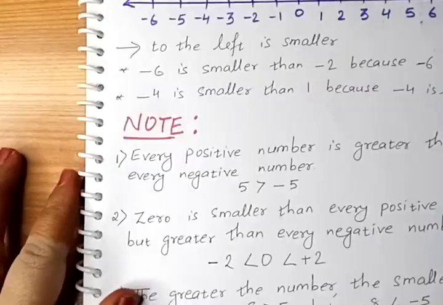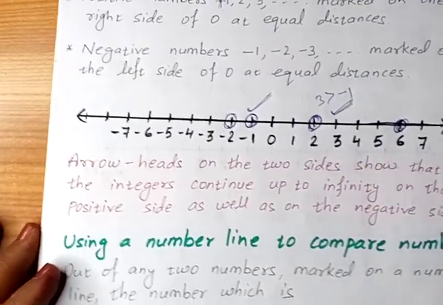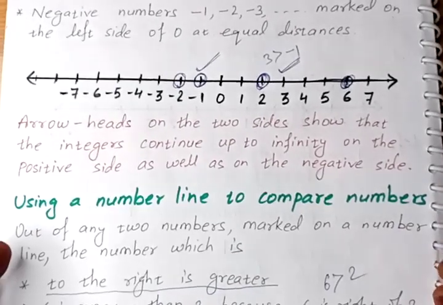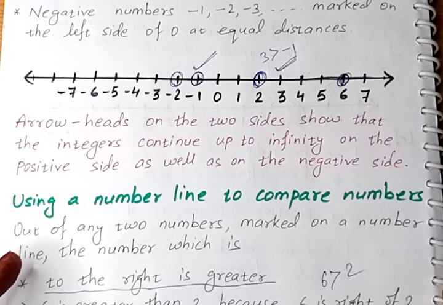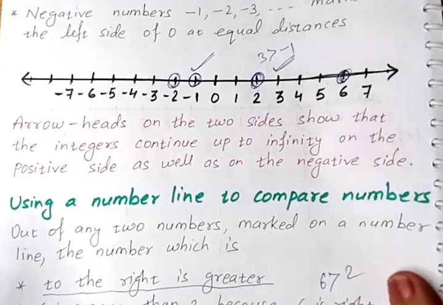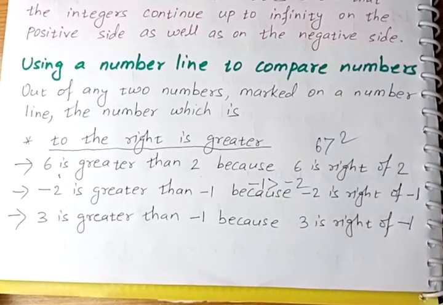So next, you have to write it down also. Please note this down: first, number line. Once again, pause the video and write it down. After writing, continue the video again. Write the rule and examples.